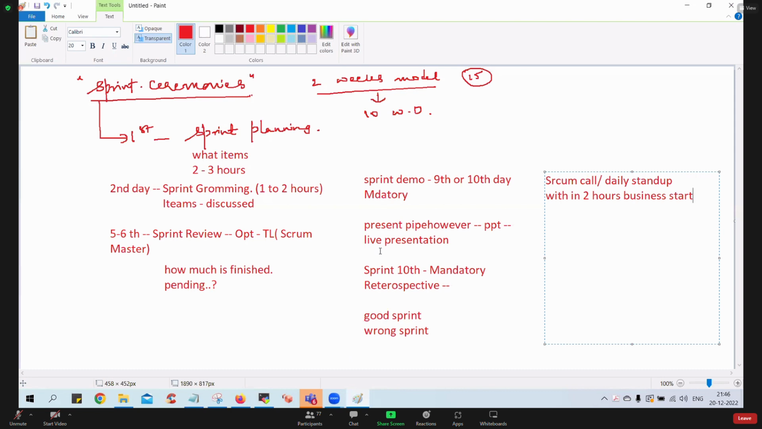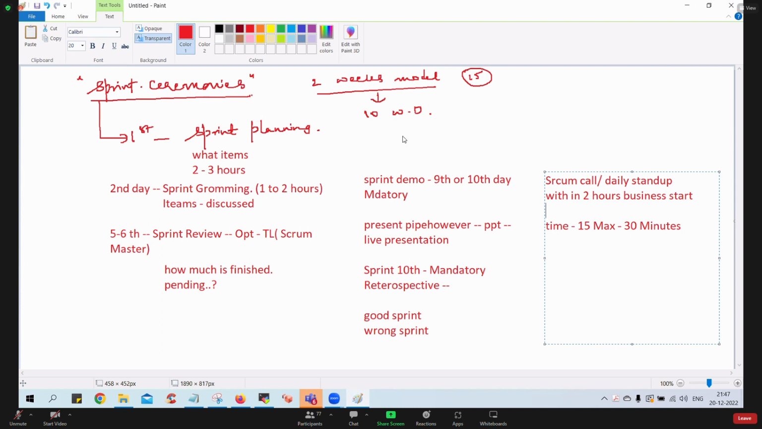Most of the companies follow the principle of conducting the Scrum call within 1 hour of the shift start. Got it? And how much time will it take? 15 minutes is the max, but some companies go up to 30 minutes, depending on the team size. So it's up to them. But keep in mind, according to Agile, it should be only 15 minutes. Got it?